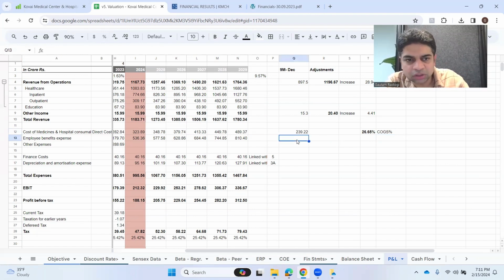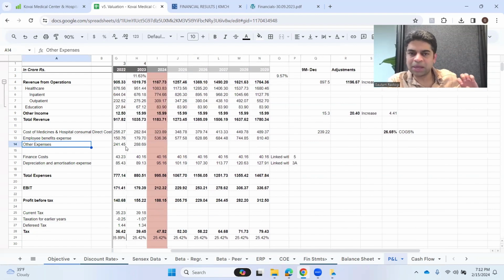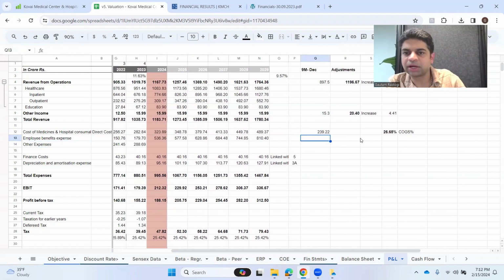Now let's look at their employee benefit expense and other expenses. In fact, what we had done is we had kind of lumped all these expenses together to make our lives easier. So let's pull those numbers. This is what their expense is, and what we had estimated is 536.36. Obviously, this is for 9 months. So let's check कि percentage terms में ये क्या number है.